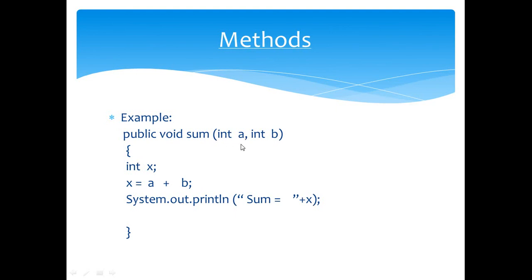Here you can see that a and b are getting some value from the method call. That means in any other part of the program we call sum, and in brackets we pass any two integer variables or numbers, that is, we must pass two numbers of integer type.